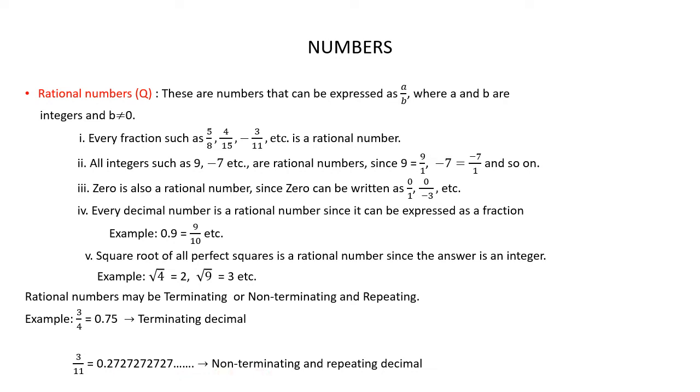Moreover, the digits 2, 7 repeat after a regular interval. They keep on repeating after regular intervals: 2, 7, 2, 7, 2, 7, 2, 7, 2, 7. This is a repeating decimal. So rational numbers may be terminating or non-terminating and repeating decimals.